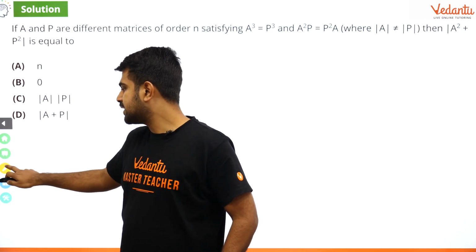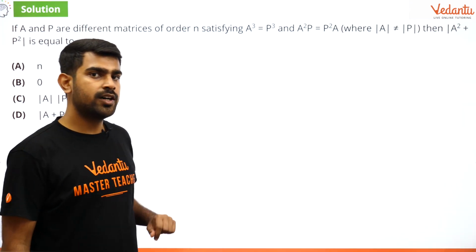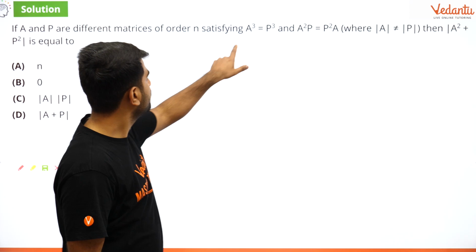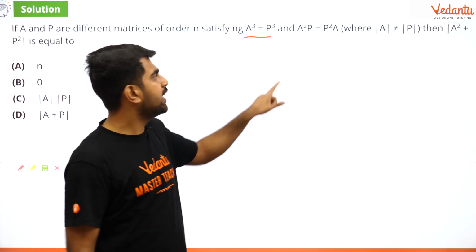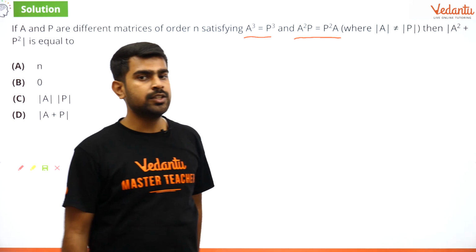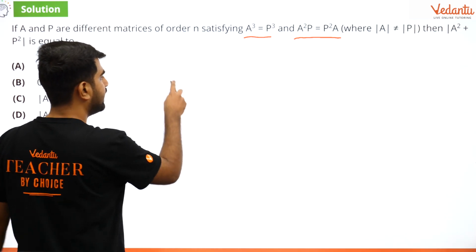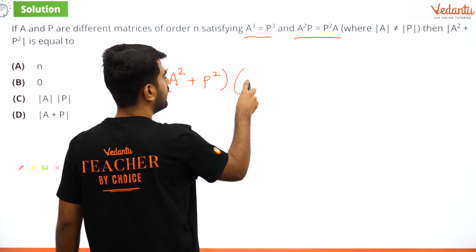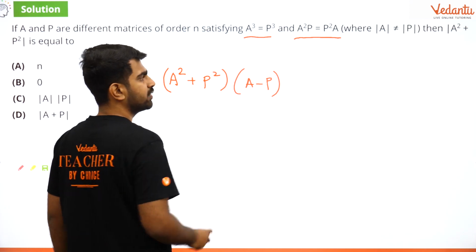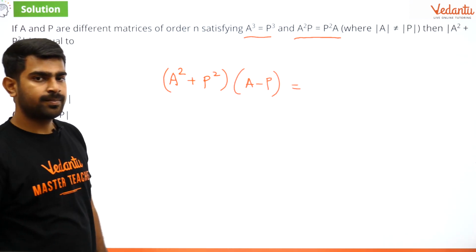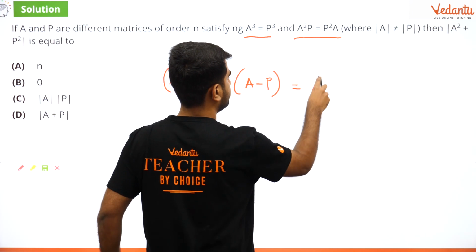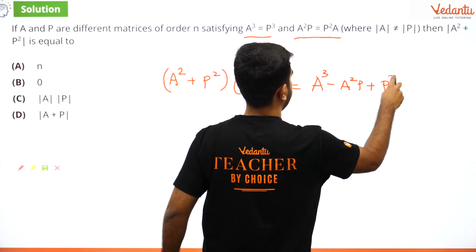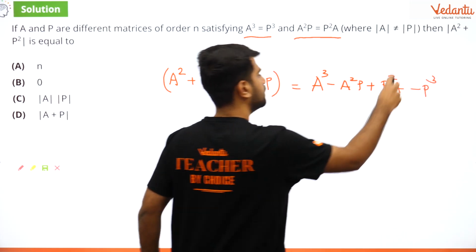So now we will start solving it. The first observation or the first hint I get from the information given. What is given here? You have A cube is equal to B cube, and you have A square B is equal to B square A. So based on those two pieces of information, I will write A square plus B square into A minus B. That will be equal to what? Can you guys tell me? That will be equal to A cube minus A square B plus B square A minus B cube.